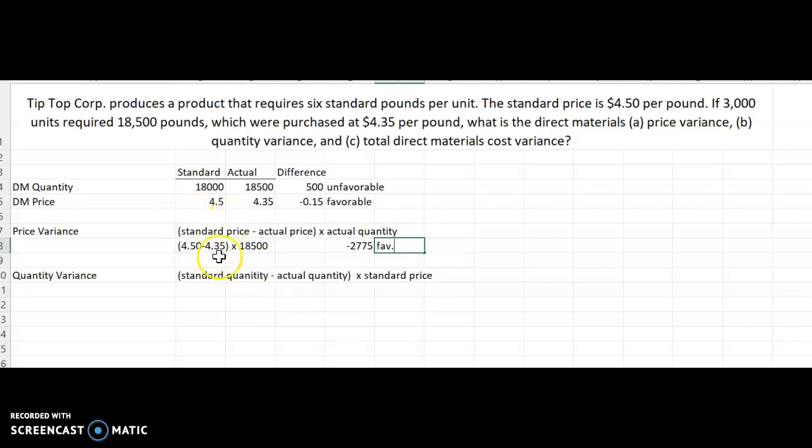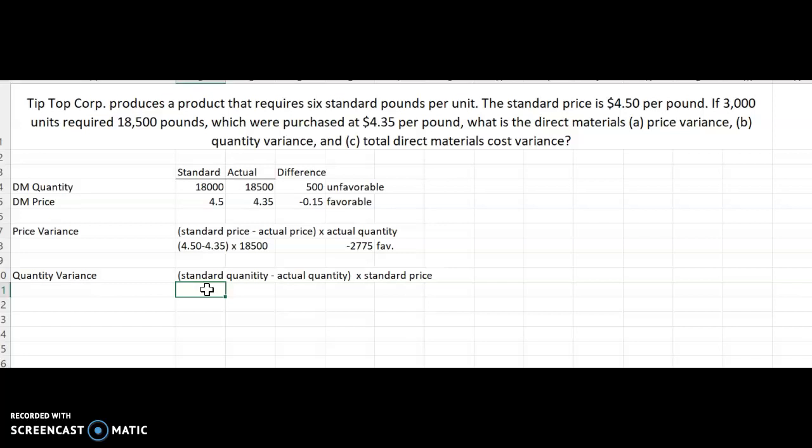So back to what we were talking about, why it's favorable, because I spent $435 and I thought I was going to spend $450, so I actually spent less. So let's plug in our numbers for our quantity variance.